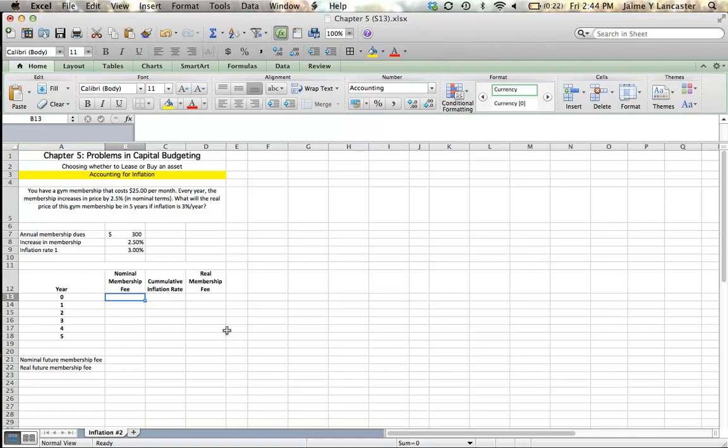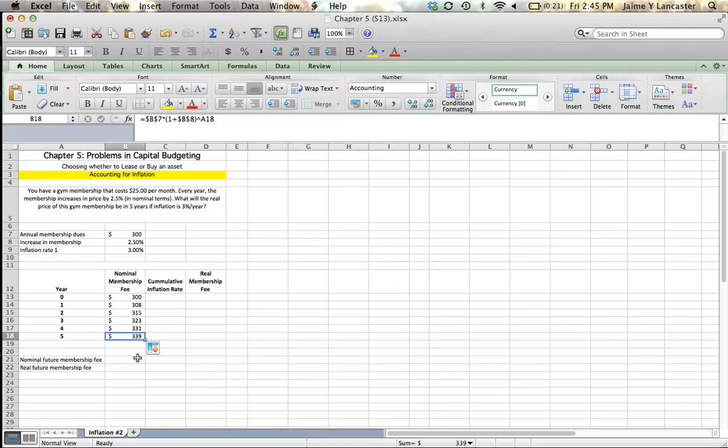So the first thing we're going to do is calculate our nominal membership fee. That's how much we're actually going to pay to the gym. So this year, we're going to pay them $300, right? Next year, we're going to pay them $300 multiplied by 1 plus 2.5%, raised to the first power. And if we give all of these absolute references, it's going to make it a lot easier. I can right-click and see that at the end of year 5, we're going to be paying the gym $339 per year. And it seems like an increase, but whether or not it's going to feel like an increase at the time depends on how much other prices around us have increased.